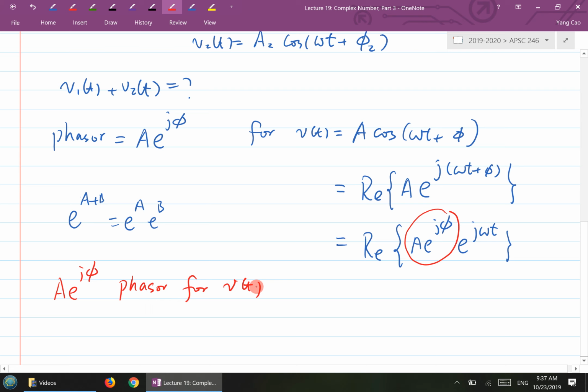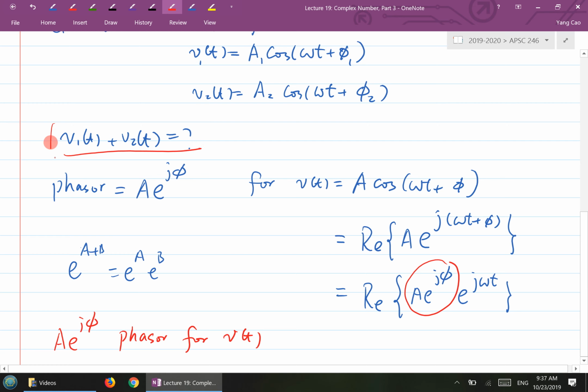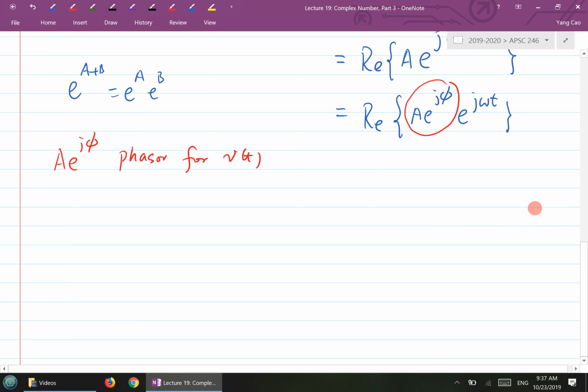This is actually the basis of what we're going to use to obtain the result of this addition of the two sinusoidal signals. So let's see how we're going to do this. I'm going to use an example to show you how we're going to do this. Let's consider here.